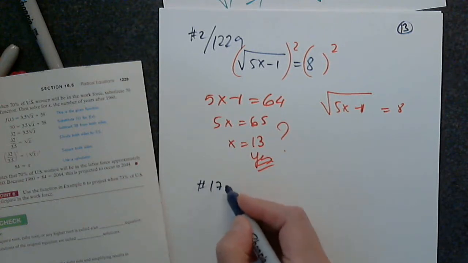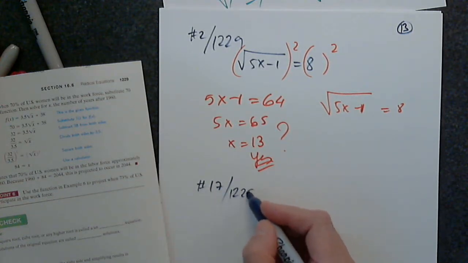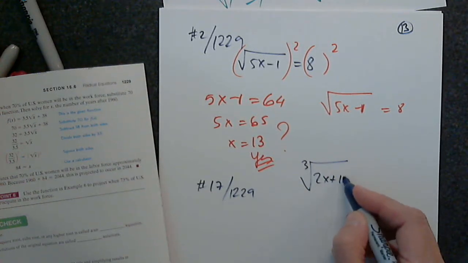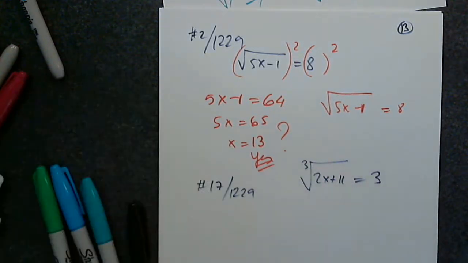Okay, so it's a good problem. So 17, 1229. Okay. We have the cube root of 2x plus 11 equals 3. You can choose the next. Okay, so we need to raise both sides to a power to eliminate the radical. Which power would that be? 3. Very good. Awesome. Because the power for the radical is 1/3.